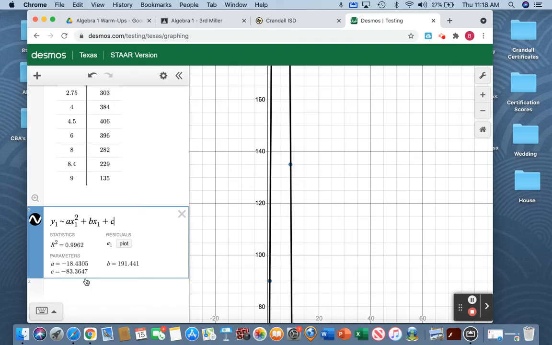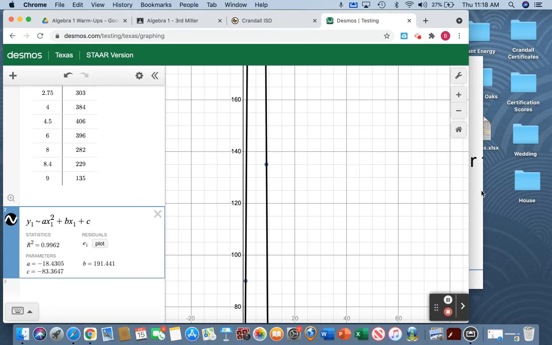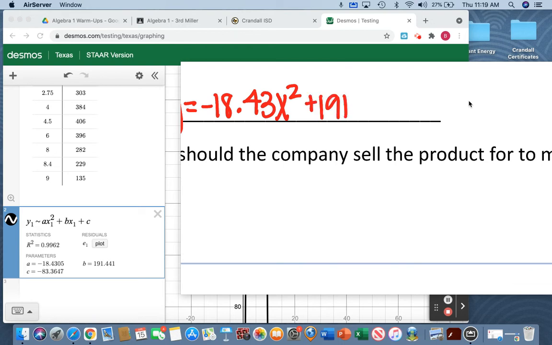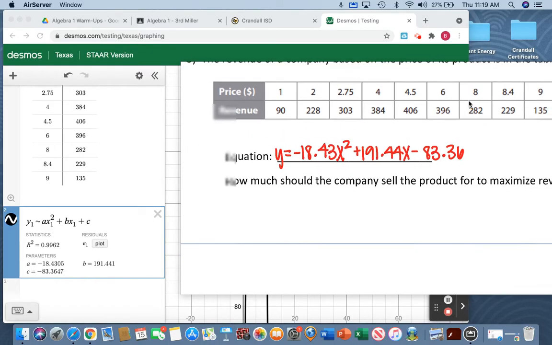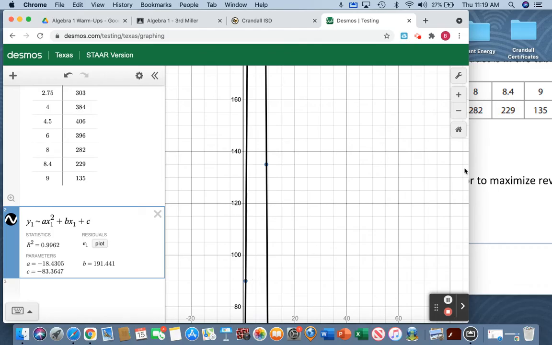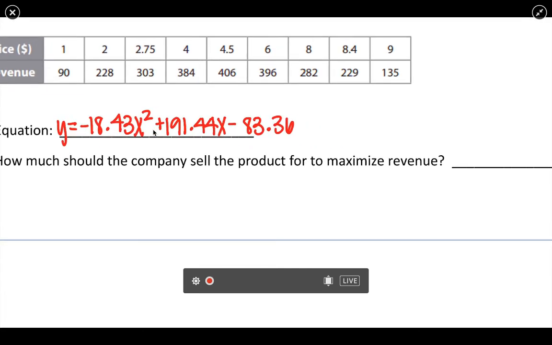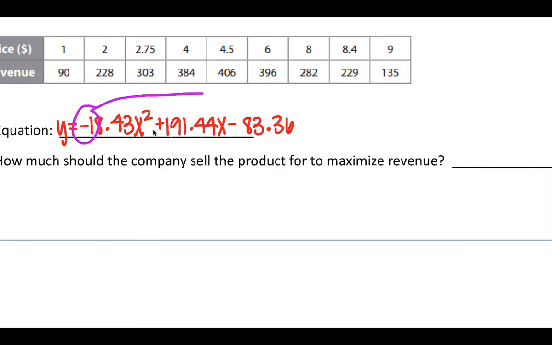So if I were to write my equation, it would be y equals negative 18.43x squared plus 191.44x minus 83.36. Okay, so now notice it gives me a picture of what's happening. It's a parabola and it's facing downward. I already knew it was facing downward because of the negative.